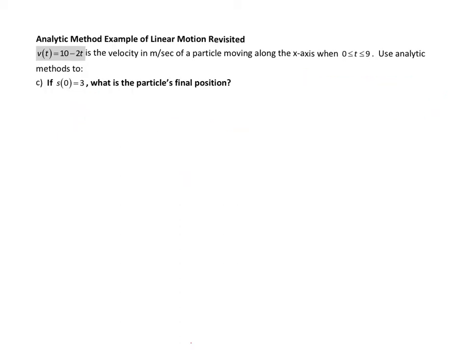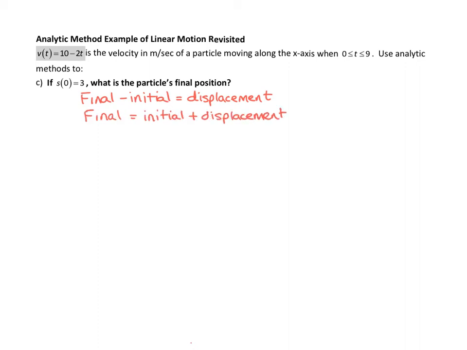In part C, we want to find the particle's final position. They give us the initial position of 3 meters. We know that the final position minus initial position equals the displacement. Solving for final position and taking the initial to the other side, final position equals initial position plus the displacement. So the final position would equal the initial position of 3 plus the displacement, which is the integral from 0 to 9 of 10 minus 2t dt.